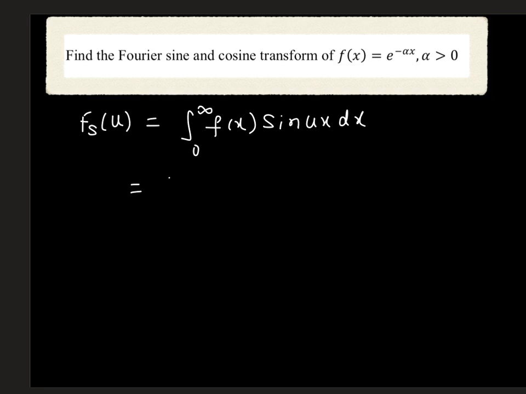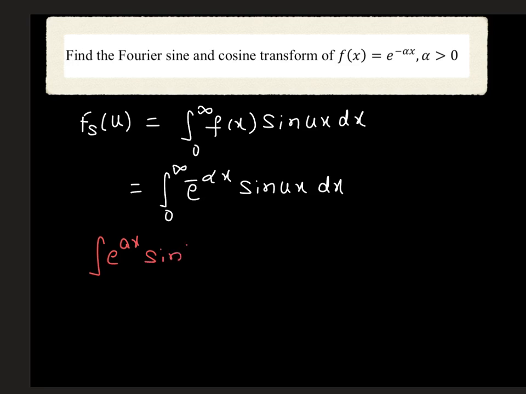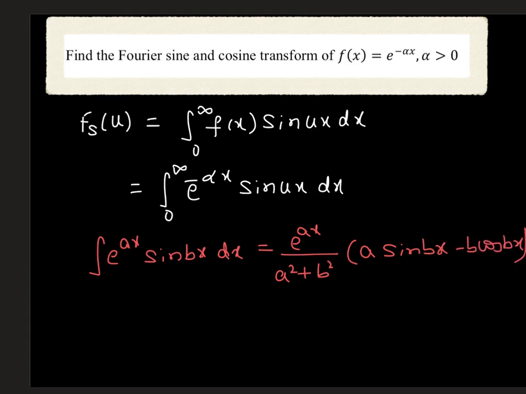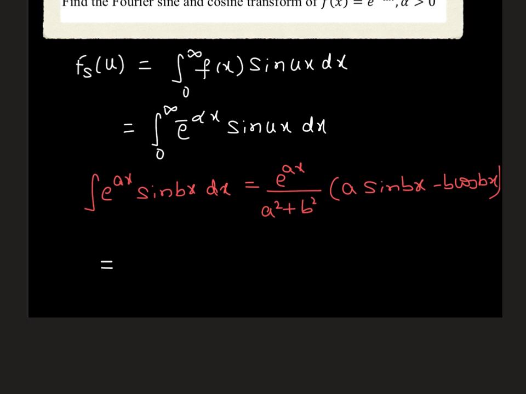Now we substitute for the function: integral 0 to infinity e power minus alpha x sin ux dx. Now we integrate this by the standard integration formula. We have that integral e power ax sin bx dx is given by e power ax divided by a square plus b square, in the bracket a sin bx minus b cos bx. Following this, we can integrate the above integral as e power minus alpha x by, where a in our formula is minus alpha, b is u.